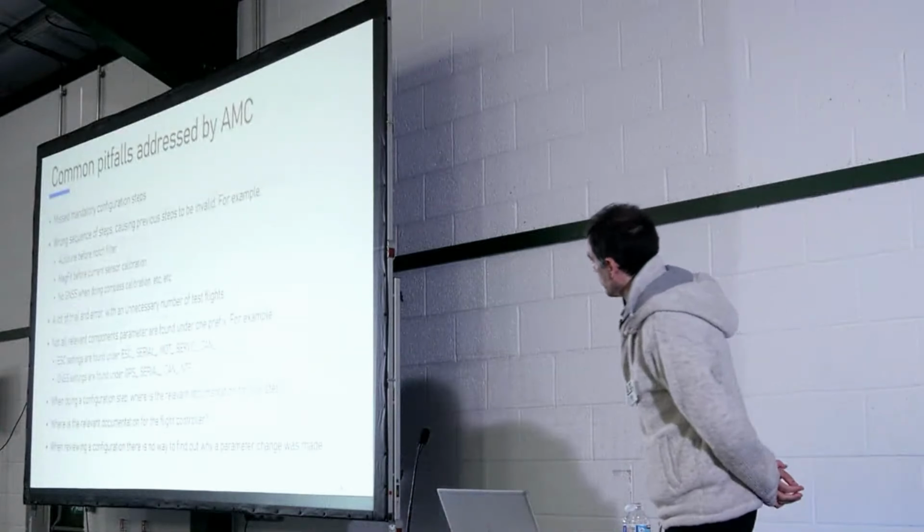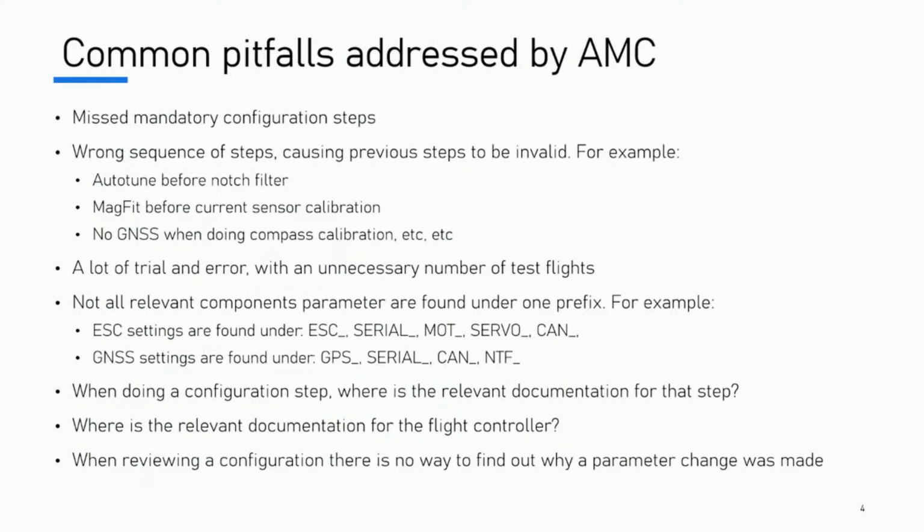So here are some other problems that the configurator addresses. Missed mandatory configuration steps. There are steps that you need to do, and people just ignore those because they're overwhelmed or they want to get their vehicles flying as fast as possible. Then they do weird stuff like auto-tune before the notch filter, and MagFit before the current sensor is calibrated, and then they go on and calibrate the current sensor, but now the MagFit doesn't work. Yeah, all kinds of those things.